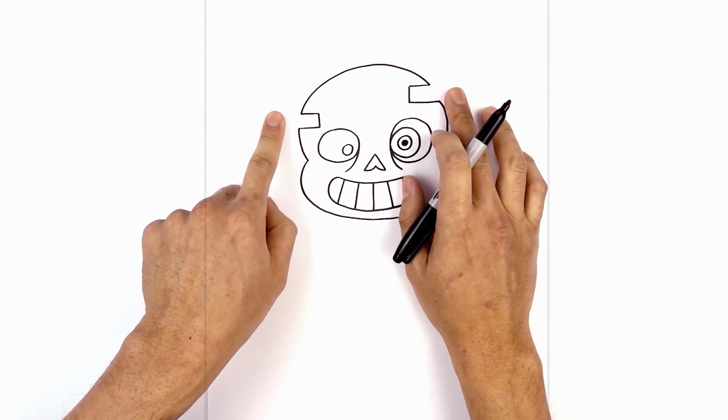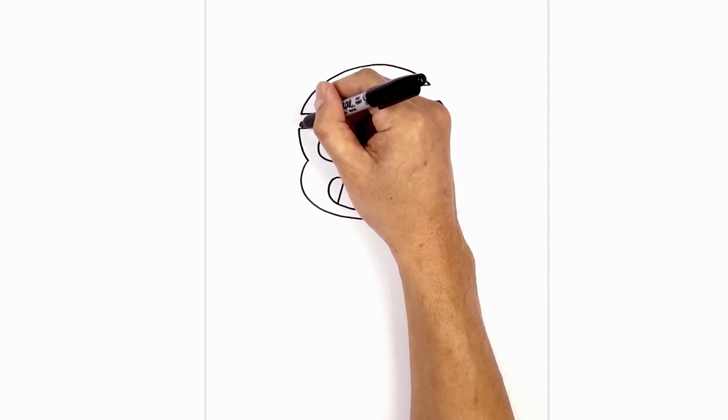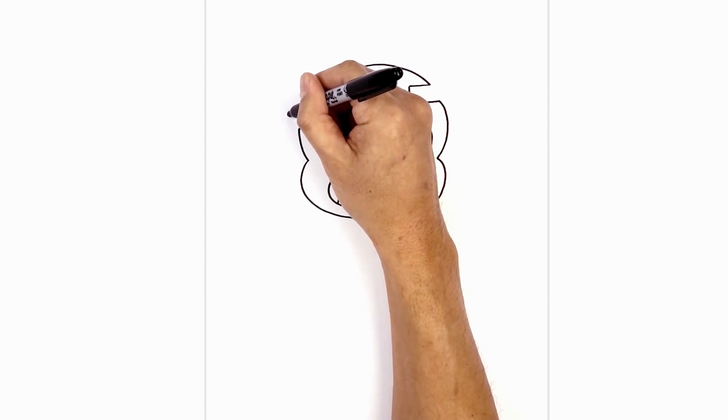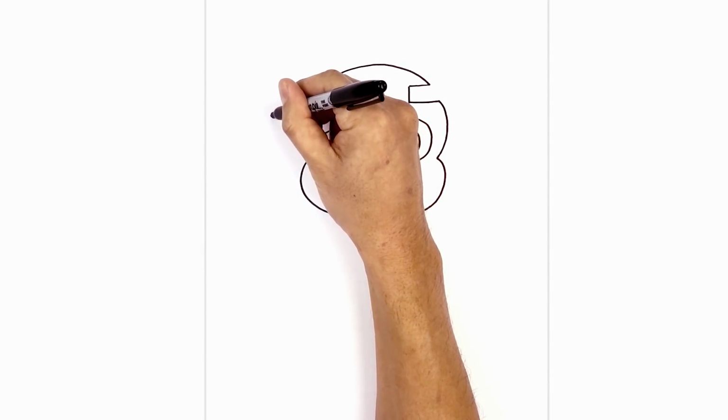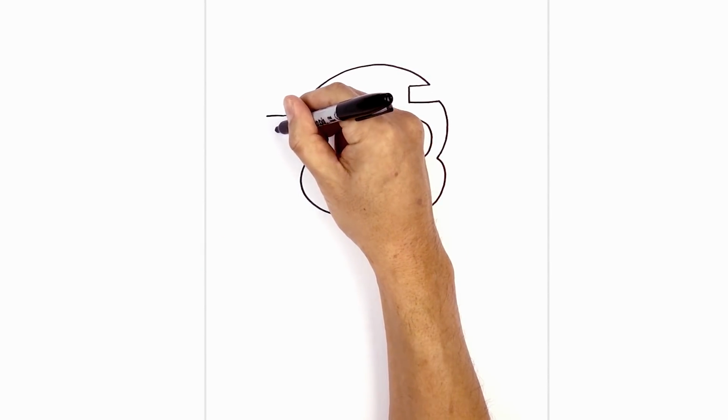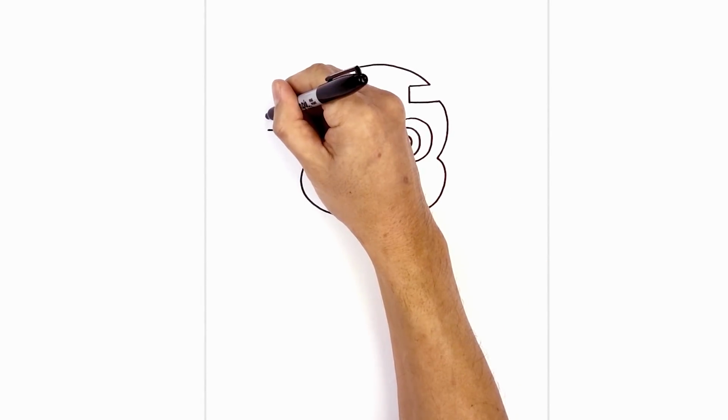Just to the side of these notches, we're going to add a rectangle. So about the same height as this notch here, we're going to step out, draw a straight line. Now we're going to go out from the top and then the bottom. And then we'll close it off with a straight line.